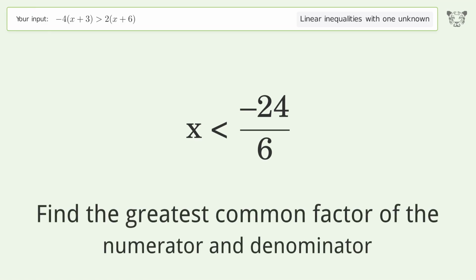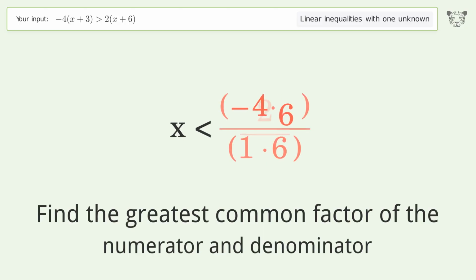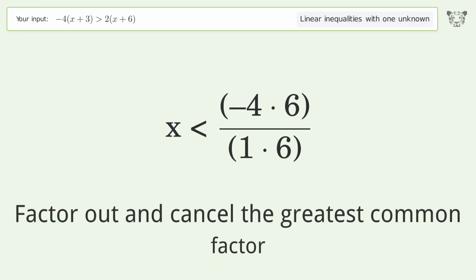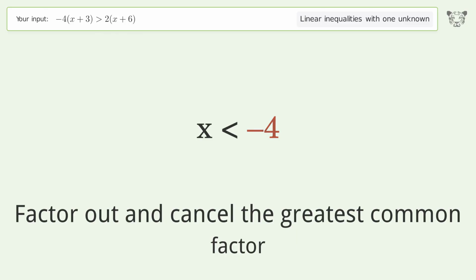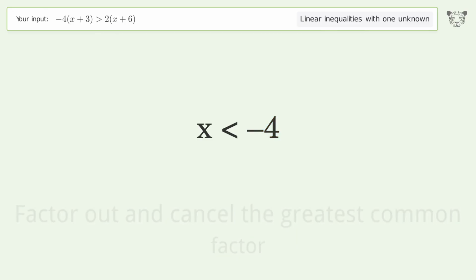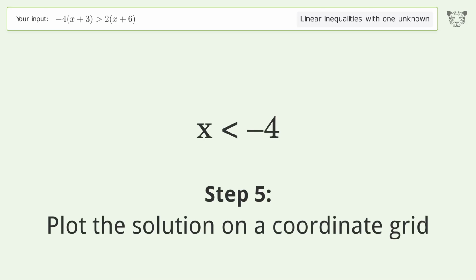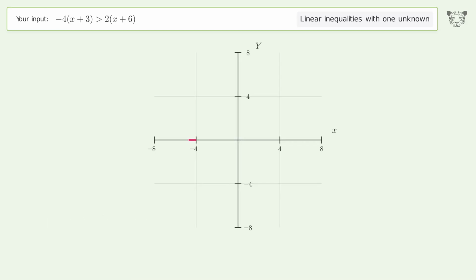Find the greatest common factor of the numerator and denominator. Factor out and cancel the greatest common factor. Plot the solution on a coordinate grid. And so the final result is x smaller than -4.